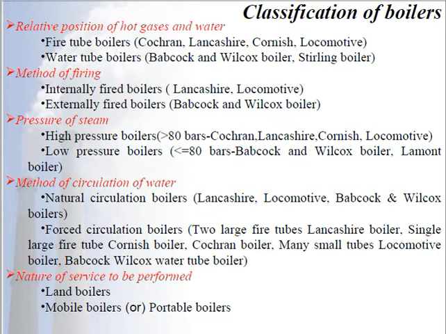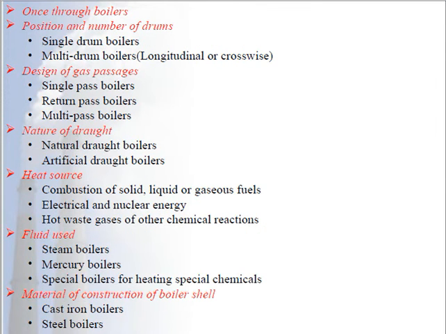The next classification is the method of circulation of water. The first one is natural circulation boilers. That means due to the density difference, the water is circulated through the tubes or the shell of the boiler. Such boilers are considered natural circulation boilers. Examples are Lancashire, locomotive, and Babcock and Wilcox boiler. And forced circulation boilers, that means water is circulated through the tubes by using force, that means by using pumps, etc.